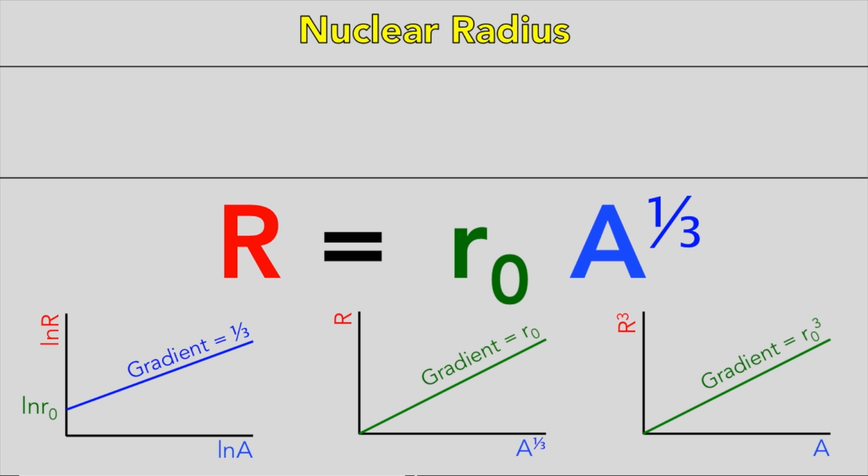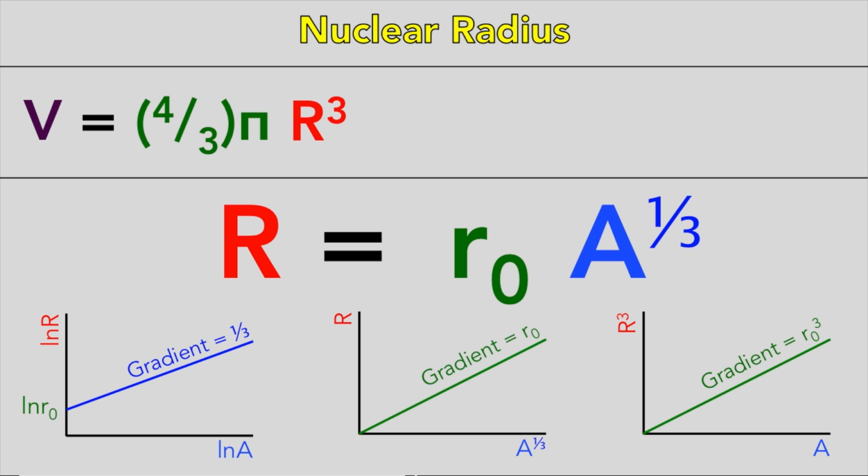Then assuming the nucleus is spherical, its volume will be given by V equals 4/3 pi R cubed, which equals 4/3 pi multiplied by R naught A to the power of a third, in a bracket, and then that bracket is cubed. That's just the formula we had a little bit earlier, which equals 4/3 pi R naught cubed A. Therefore, V is proportional to its mass number A.